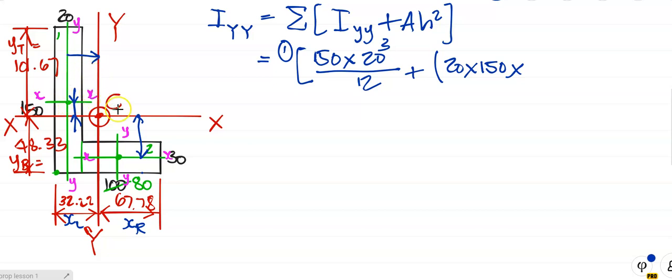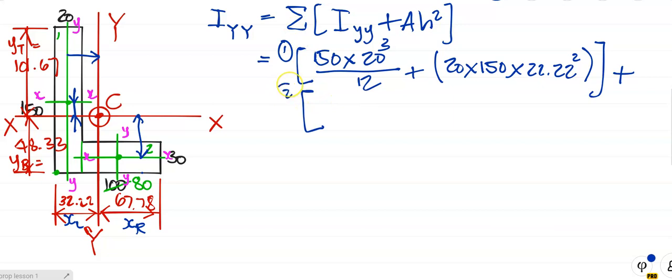Can we work at that? Yes, we can, because we have X left from the previous bullet point there. So it will be 32.22 minus 10, because from there to there is 10. So 32.22 minus 10 is 22.22, and 22.22 squared. Formula says so. Close the round bracket, close the square bracket, and plus, because it's the sum of.